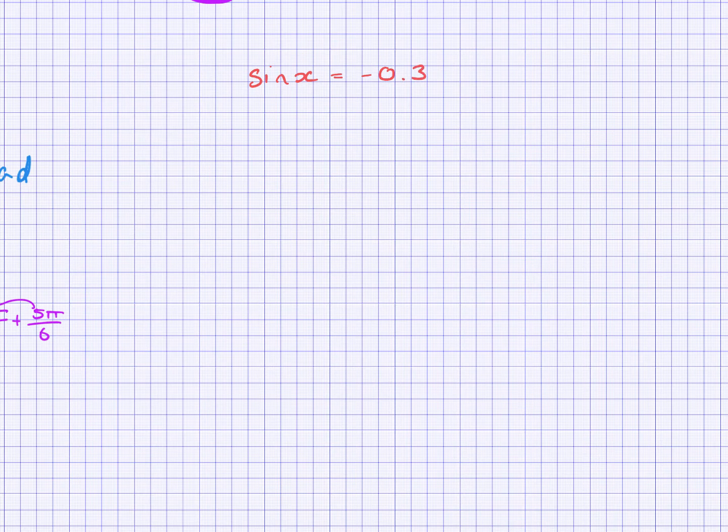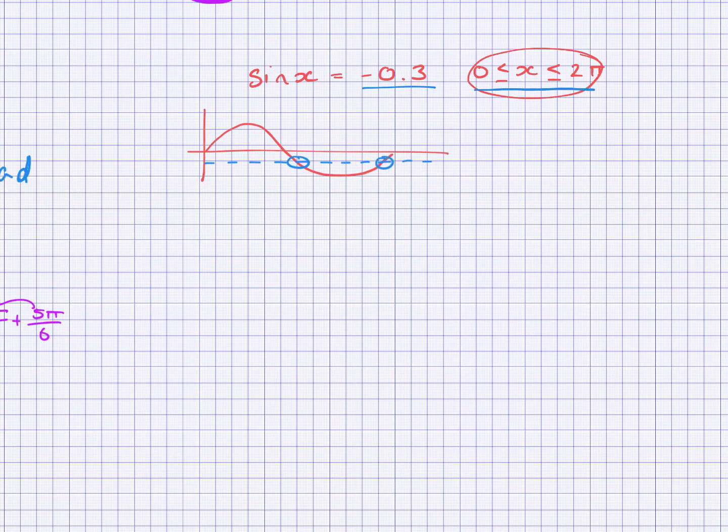All right, and it says the domain is 0 less than or equal to x less than or equal to 2 pi. So I've got one rotation. This quick sketch here is going to look like this. I've got negative 0.3, so it's going to be down here somewhere, and I can see from my graph I'm looking for two solutions, which fits with what I know of the symmetry. Sine is negative in quadrant 3 and quadrant 4, so that should be two solutions.